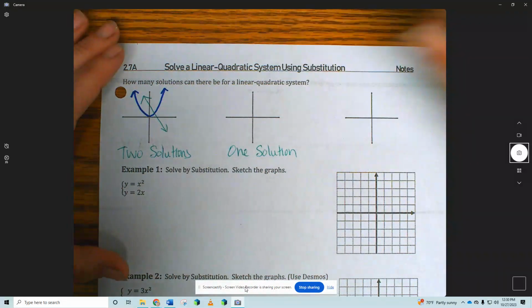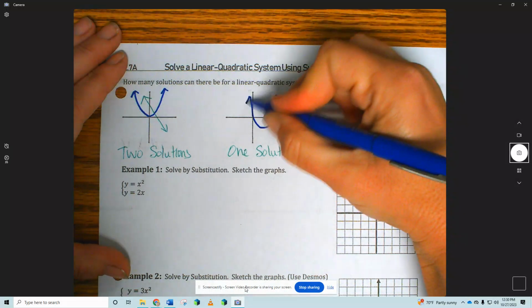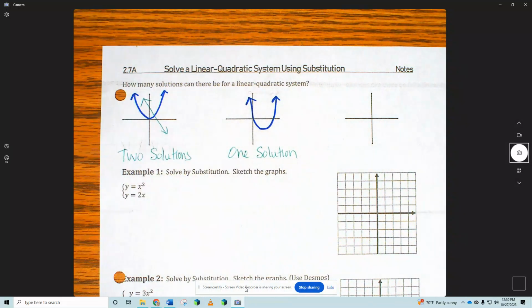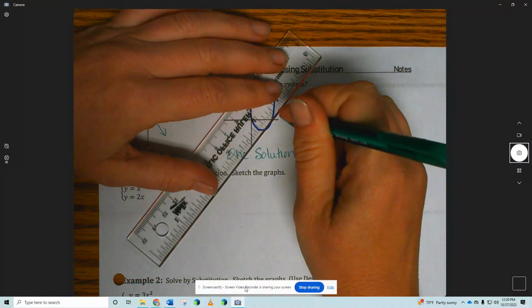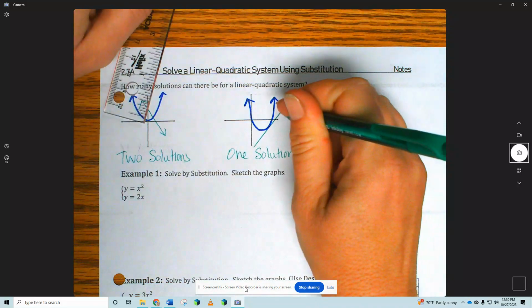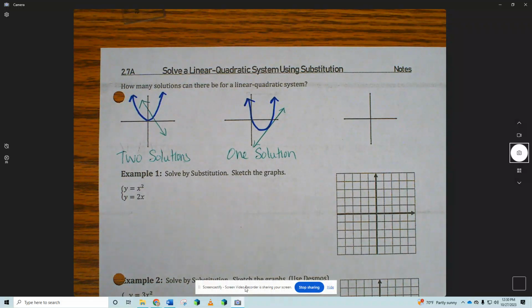These are tricky to draw, but let's say my parabola looks like that. And then my straight line is going to be barely touching it, just in 1 point. That would be 1 solution. They only hit once. How many times do they intersect? Twice? Once? None. Here's none.